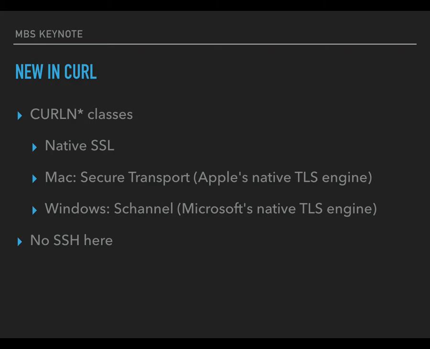I also got the CURLN classes. There's a different set of classes. So we have CURLMBS for load your own library, CURLS for the static library, and CURLN for the native library. And those new CURLN classes use the native SSL of the platform on Mac and Windows. So you can use secure transport on Mac and the Windows implementation to secure your connections. But using those native libraries doesn't allow for SSH because SSH depends on OpenSSL.